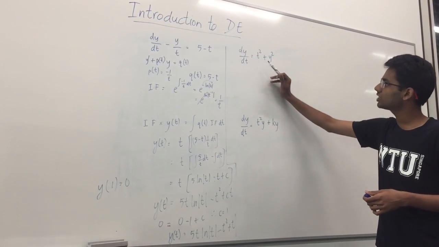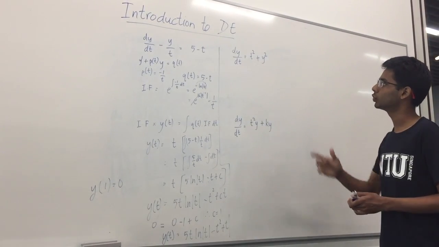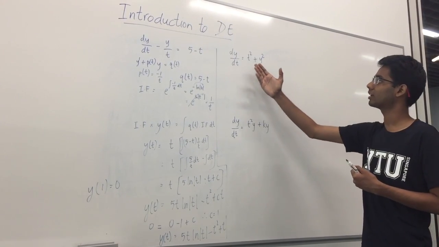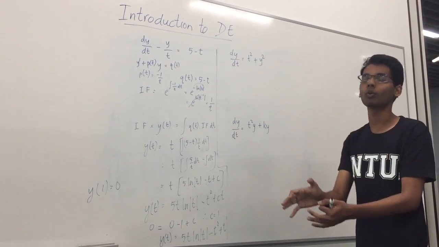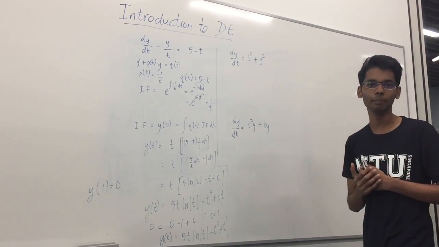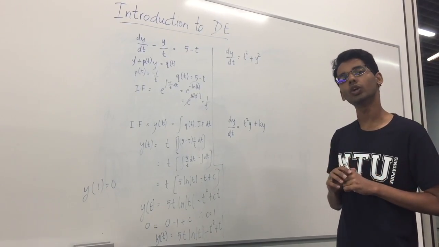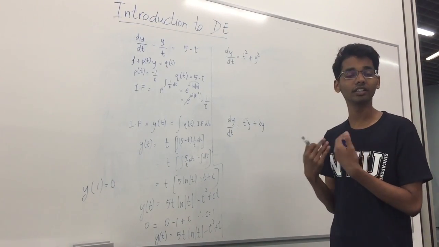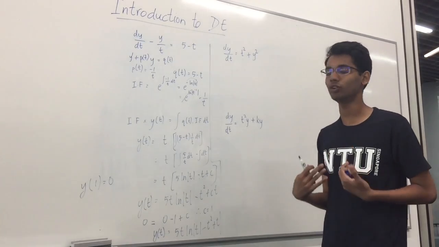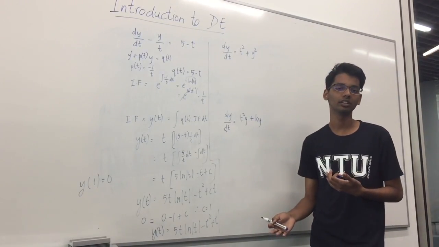Since you're going to have an addition term over here, there's no way that you can separate all the y on one side and all the t on the other side. It's impossible to separate. So what do we do now? We're going to look at the other way of solving that we know. That's the integrating factor method.